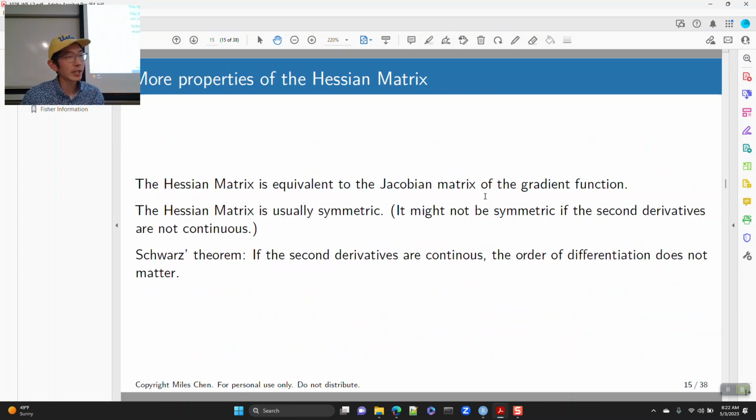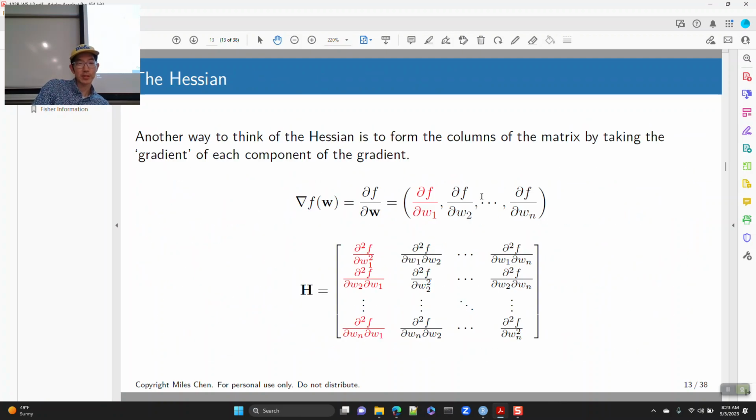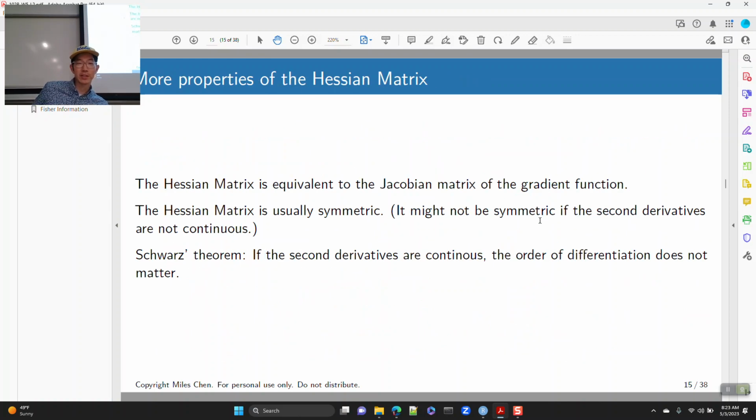Another way to think of the Hessian matrix is that it is equivalent to the Jacobian matrix of the gradient function, which is basically what we have here, right? You have this vector, and if you take the derivatives of that, you can think of that as the Jacobian matrix of the gradient function. The Hessian matrix is usually symmetric, okay? It might not be symmetric if you have second derivatives that are not continuous.